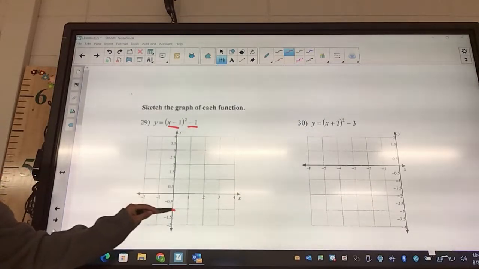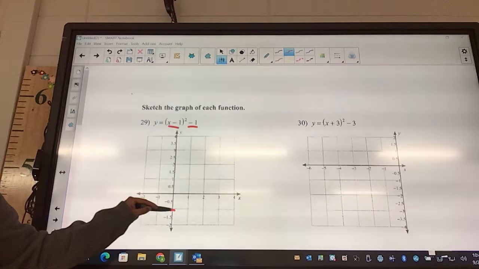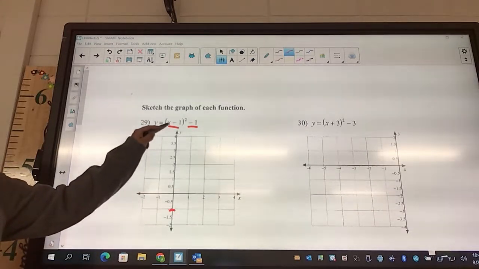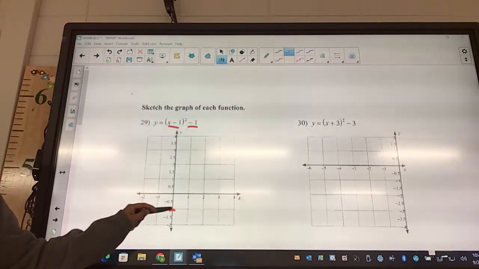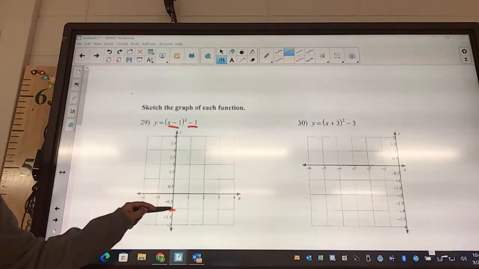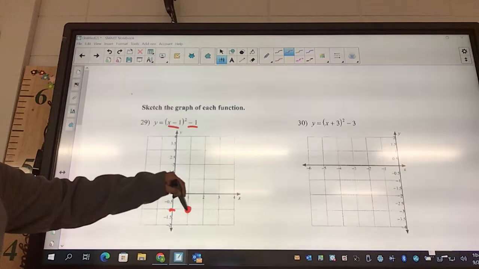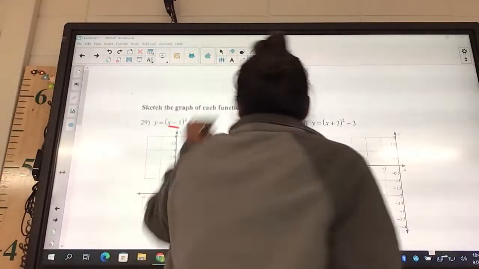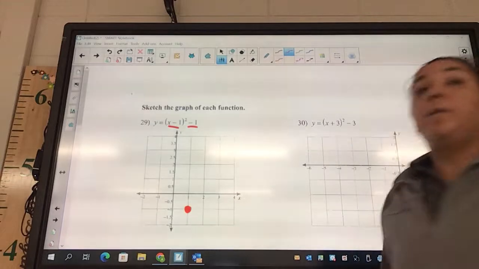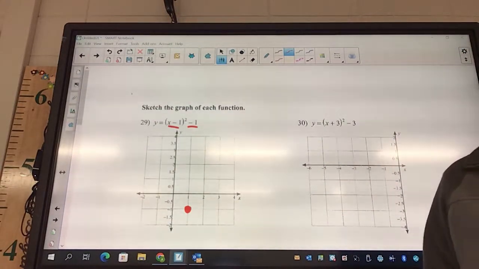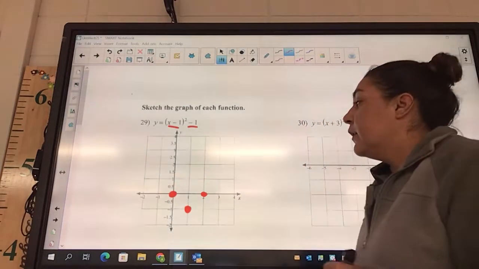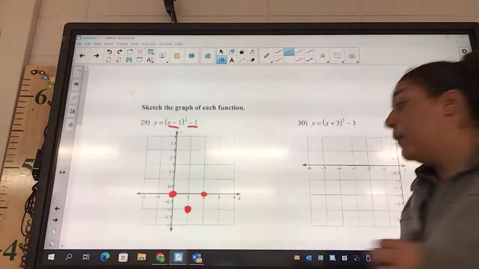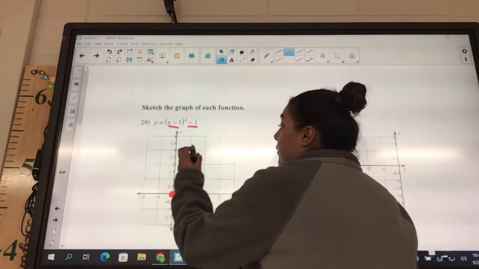What does this -1 do? Look at your notes. It's on the inside of the parentheses and it's a minus. You go left. 1. Right. You're right, one. We go right one. Okay, now, how do we graph the rest of it? Up and over. Up one over one. And then what? Up four, over four. From where? The bottom. From the bottom, okay? 1, 2, 3, 4 over 2.